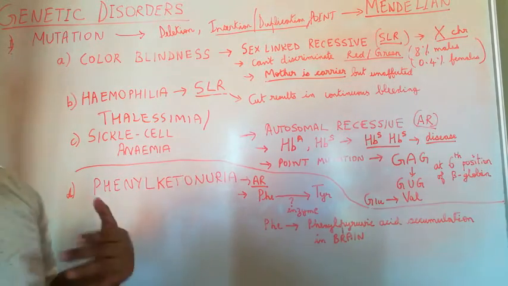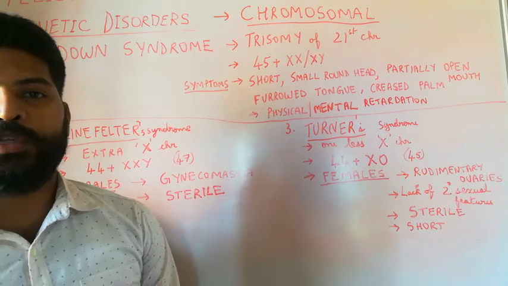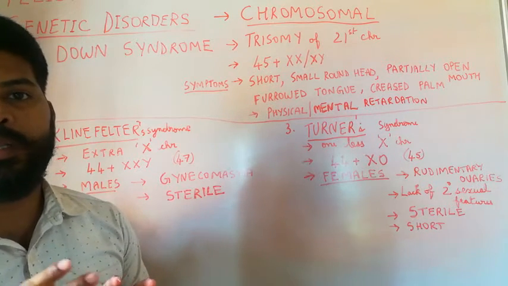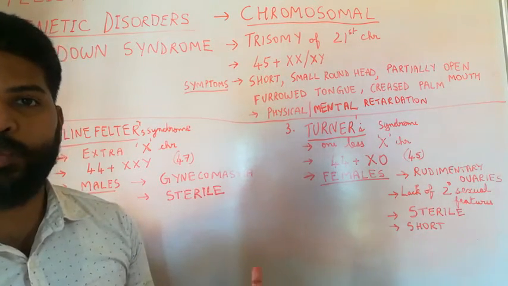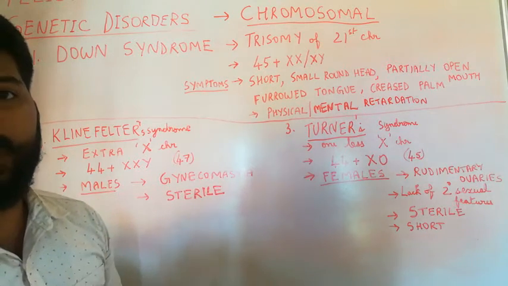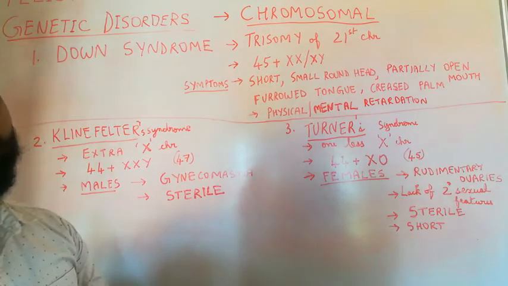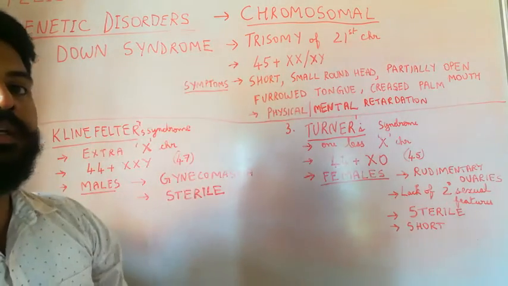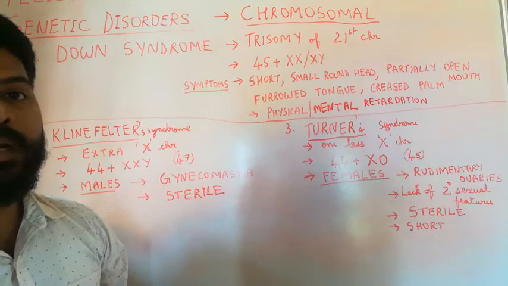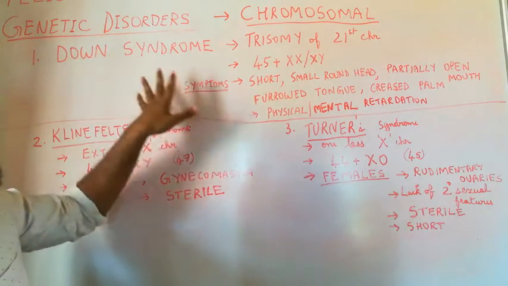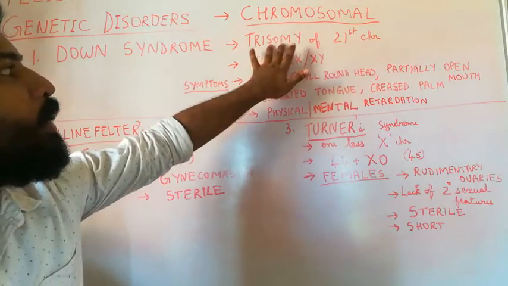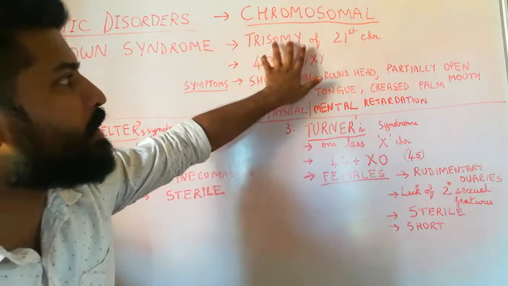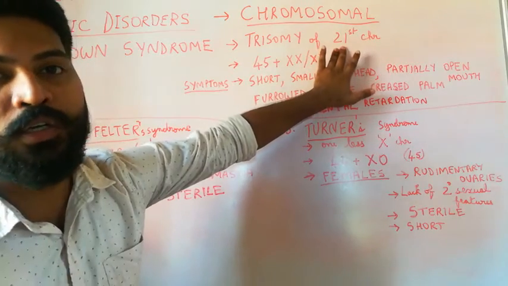Next, let us discuss chromosomal disorders. Chromosomal disorders result due to aneuploidy, that is, during chromosomal separation, one cell receives an extra chromosome, and another cell receives a chromosome less. There are three disorders that we will study as examples of chromosomal disorders. The first one is Down syndrome. This was first observed by Langdon Down, hence the name Down syndrome. Down syndrome is an example of trisomy, meaning there is an additional chromosome that is inherited, that is, an extra 21st chromosome.